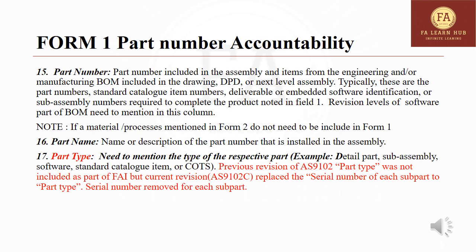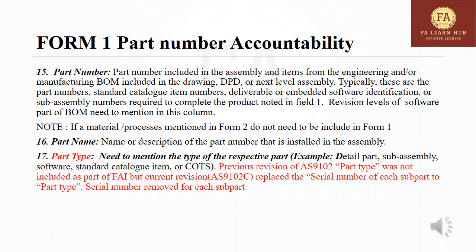In field number 16, part name, we can mention the name, item description or part description of the respective part number in this assembly. The next field is part type. Here we have to mention the type of the respective subpart. If it is a detail part, we mention detail part. If it is a subassembly part, we mention subassembly part. If it is software, we mention software. If it is a standard cataloged item, we mention standard cataloged item. If it is codes, we mention codes.